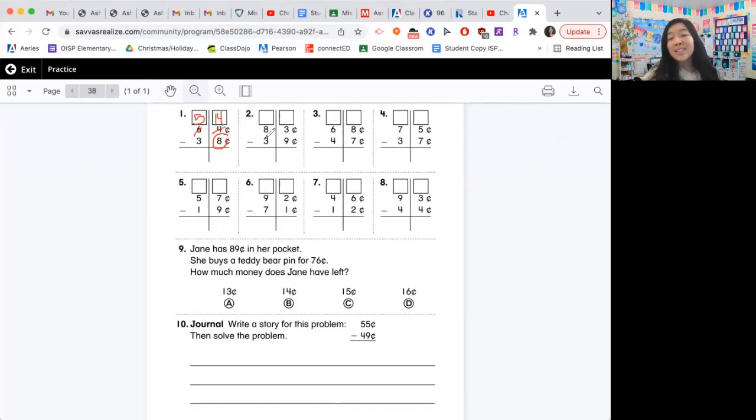What is 14 minus 8? So if you don't know, 14 minus 8, you can count on from 8 and get to 14. So I'm going to say 8, 9, 10, 11, 12, 13, 14. So how many fingers did I put up?